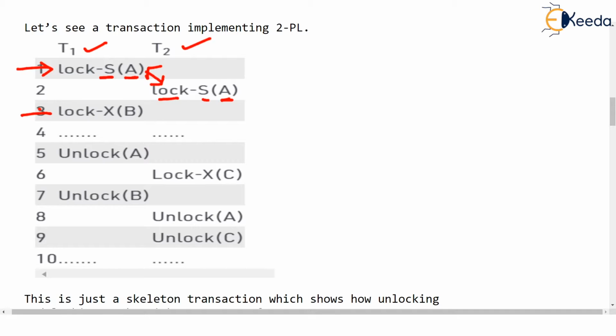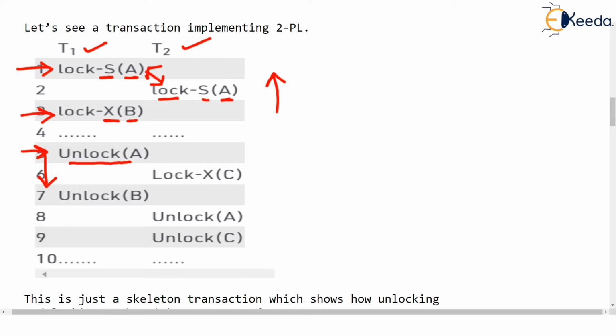Next, you watch in T1, T1 tries to acquire exclusive lock on B, which is possible because no other transaction up there has acquired exclusive lock on B yet. Now check this very interesting thing. Unlock A. Once T1 starts unlocking any data item, then shrinking phase starts.